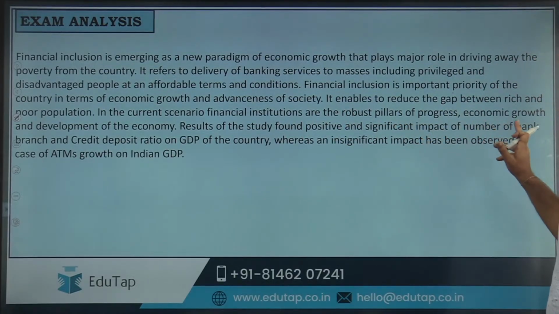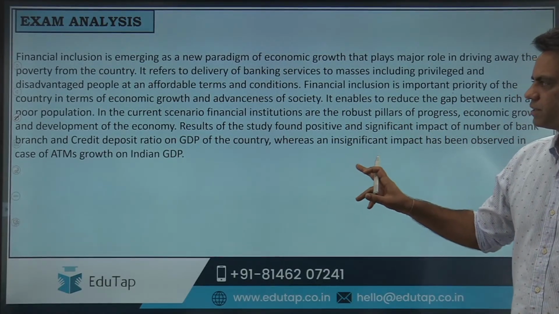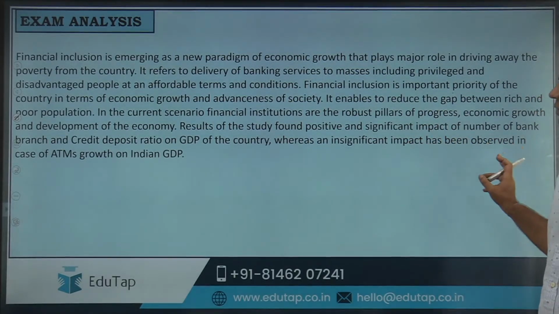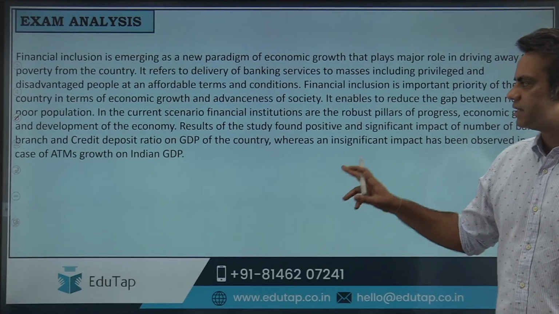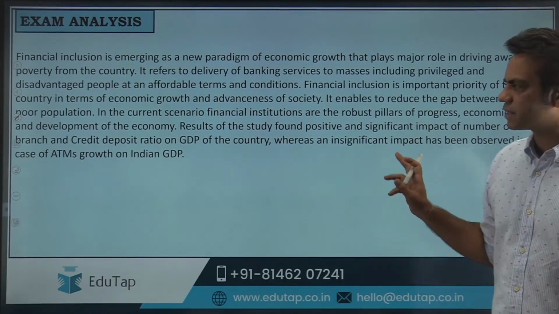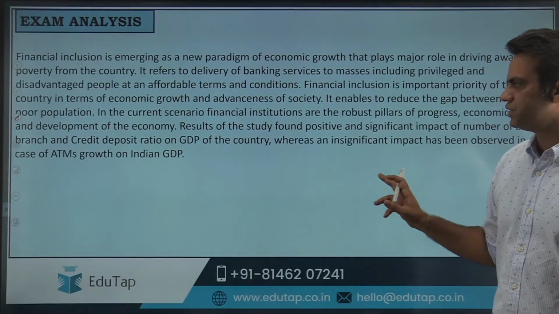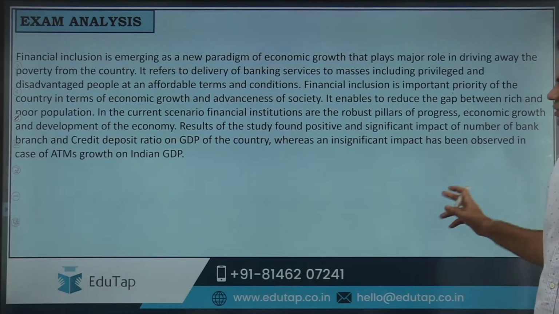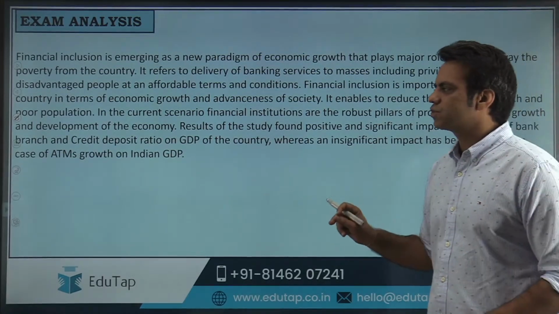It enables reducing the gap between the rich and the poor population. In the current scenario, financial institutions are robust pillars of progress, economic growth, and development of the country. Results of the study found a positive and significant impact of the number of banks, branches, and credit deposit ratio on the GDP of the economy, whereas an insignificant impact has been observed in the case of ATMs' growth on Indian GDP.